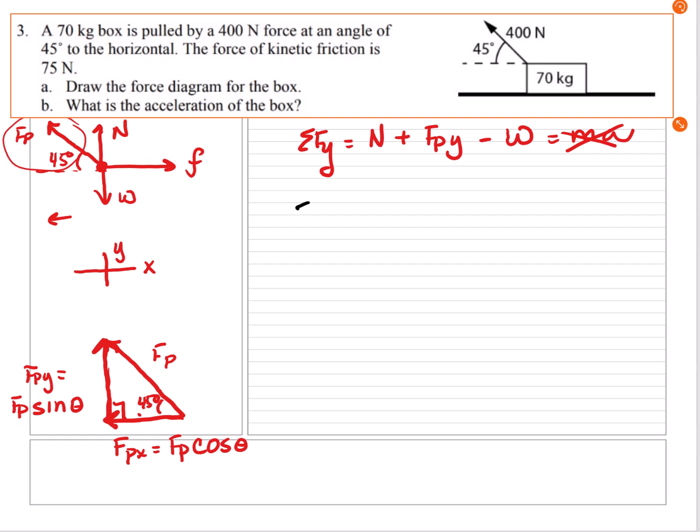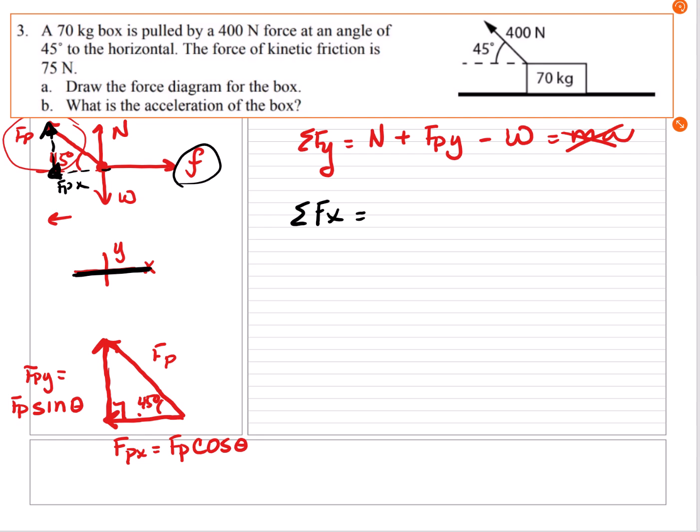Writing the sum of fx, we look at the fx vector. So we know that fp was resolved into y and x. We said the x went towards the west or the left, and FPY went upward or north. So if I look at my x and y, my x is parallel to the ground. So the 2 vectors that are in the x direction is my FPX and my friction.